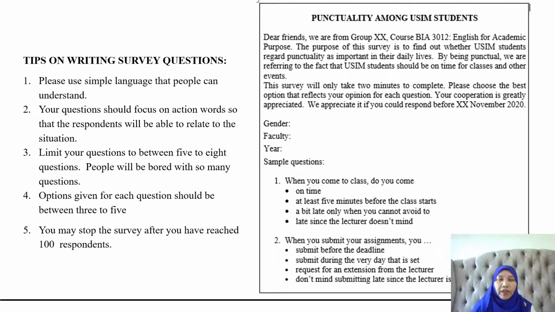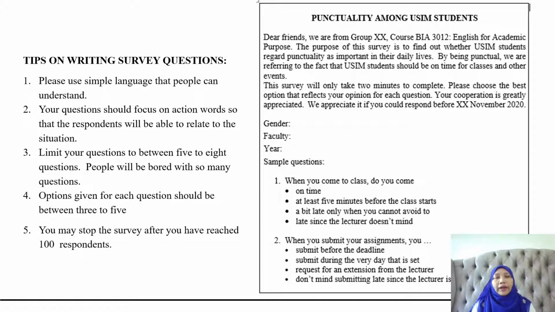Your question should focus on the action word so that the respondents will be able to relate to the question. Let's say your topic is about cleanliness. Your first research question is to know the factors that contribute to the fact that USM students do not maintain cleanliness. So how do you know this without being too direct? You cannot simply ask a survey question, why you people don't want to keep clean? It's so direct, and it doesn't reflect the actions that the students normally do.